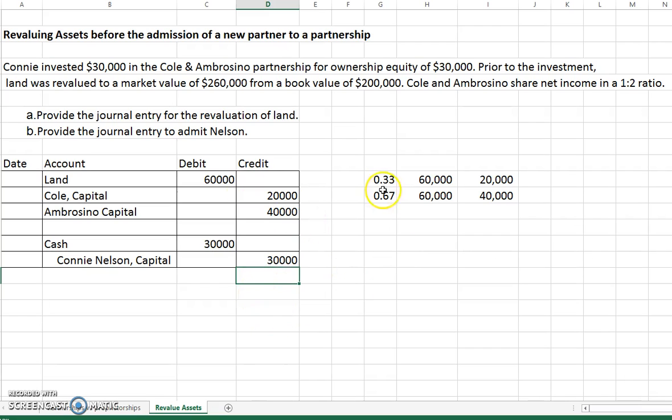All right, so what we need to know is that before we admit a new partner, regardless of the way that we do it, we need to revalue the assets and assign them to the existing partners, and then we go ahead and admit the new partner to our partnership. Let me know if you have any questions.